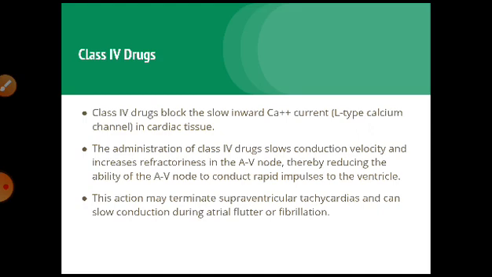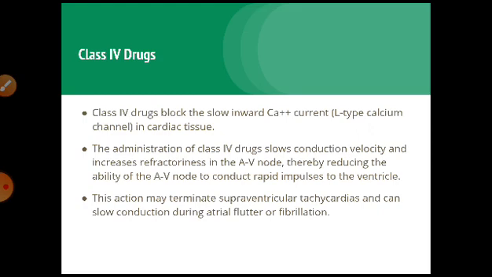Class 4 drugs block the slow inward calcium current, the L-type calcium channel in cardiac tissue. These are entirely different, as I have told you, and there you have seen diltiazem and nifedipine. So these are the potent calcium channel blockers, which is why these drugs act by calcium blocking. They block the slow inward calcium current, and they especially bind with the L-type calcium channel.